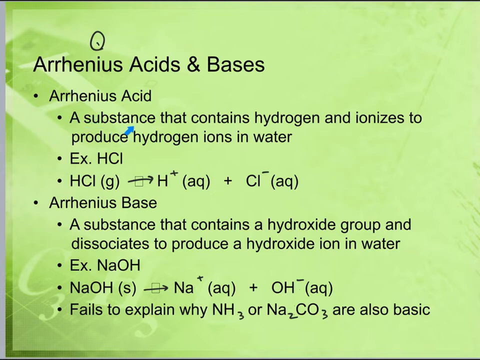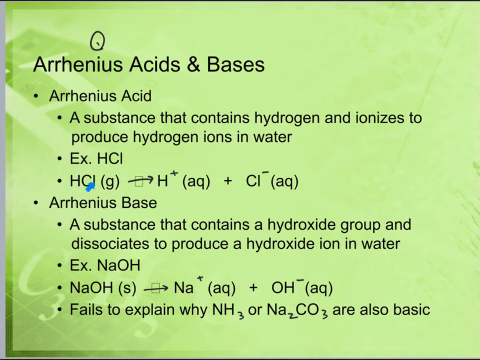Arrhenius says that a substance that contains hydrogen and ionizes to produce hydrogen ions in water is an acid. So we call that an Arrhenius acid. So it has to have hydrogen in it, and when you put it into water, it has to come apart, okay, to produce hydrogen ions in water. So the classic example here, HCl, this is called hydrochloric acid. We'll learn why it's named that. Some of you may already know that, but we'll learn why it's named that in the next section.